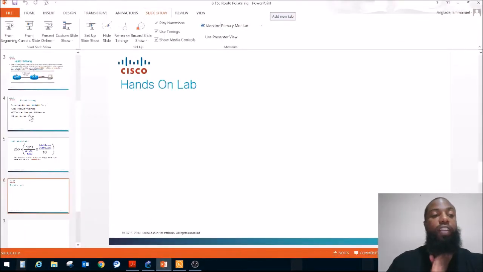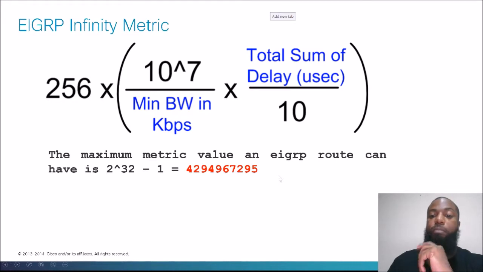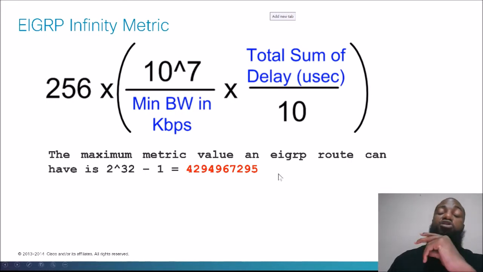Let's go ahead and go over that again. RIP sends out a metric of 16 hops. EIGRP sends out an infinite metric, which is basically this number right here. It also sets, I believe, it changes the sequence number up by 1, and I'll show you that as well once you do a show IP, I believe, topology, but we'll see.